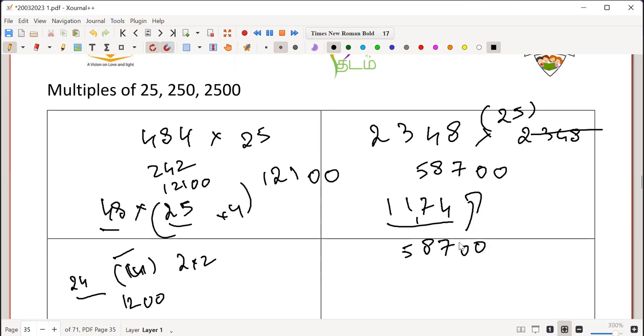So, whenever you're going to multiply with 25, you just have to halve it twice and multiply by 100. If it's 250, halve it twice into 1000. If it's 2500, halve it twice into 10,000. Right? Same concept. For 5, 50, 500, halve it and multiply by 10, by 100, by 1000. Right?